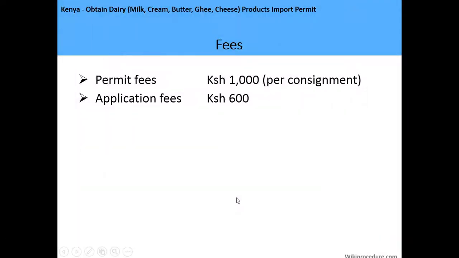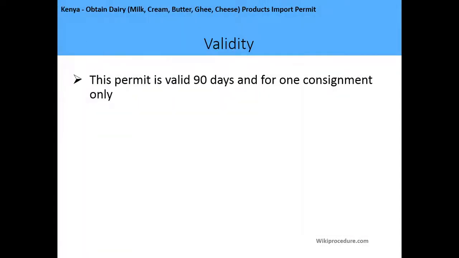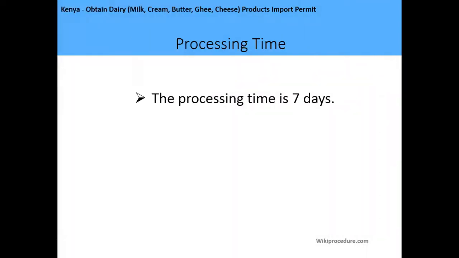The permit fees is 1,000 shillings per consignment. The application fees is 600 shillings. Let's move on. The validity period is 90 days and is for only one consignment. So after you've been issued with the permit, make sure that the imports have landed in Kenya within 90 days, or the permit will have expired. The processing time takes between 3 and 7 working days, but the maximum is 7 days to process.